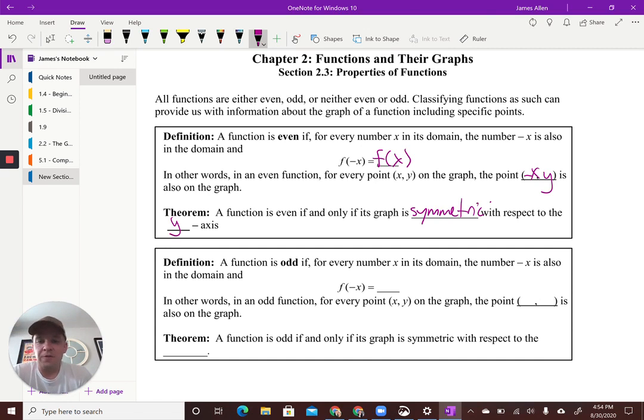A function is odd if for every number x in its domain, the number negative x is also in the domain. So f of negative x is equal to negative f of x. In other words, in an odd function, for every point x, y on the graph, the point negative x, negative y is also on the graph. So a function is odd if and only if its graph is symmetric with respect to the origin.